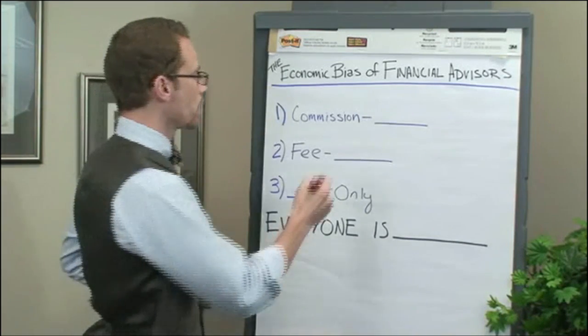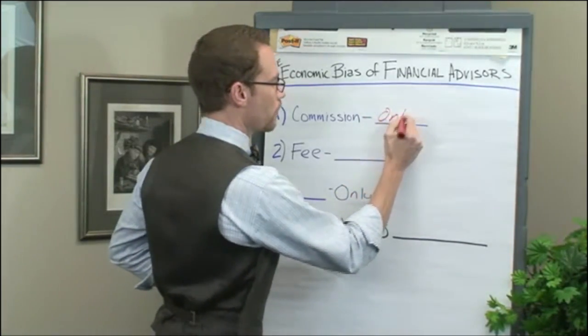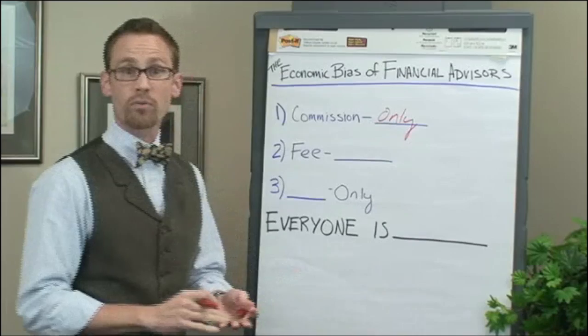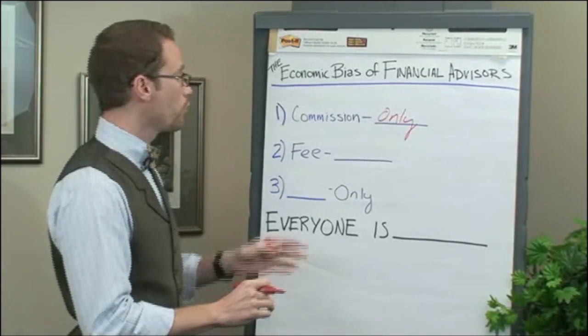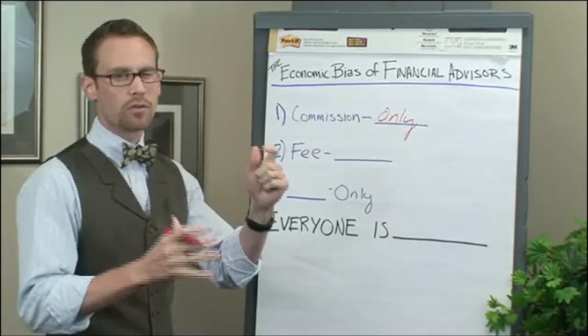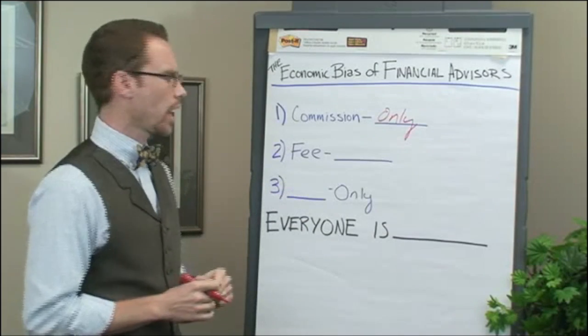First and oldest, commission only. This is folks who sell products for a living, insurance products, brokerage products, and so forth. They are only compensated when they receive a commission. You might imagine that has a pretty inherent economic bias.